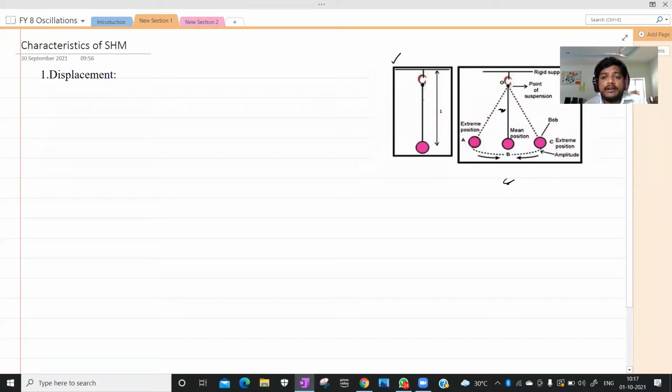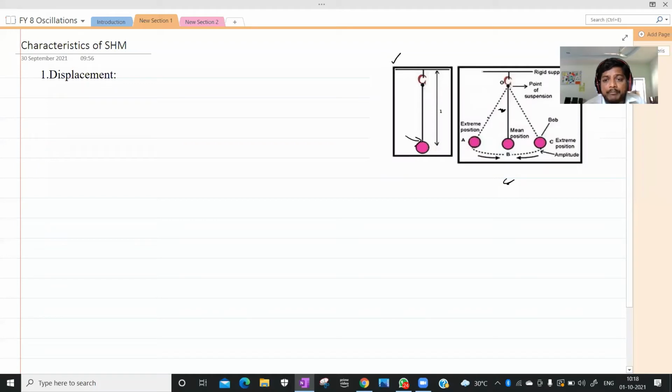It means we have not disturbed it. Here we have taken a string and attached some mass at the end of the string, and the other end is connected to a rigid support. This type of arrangement, with a small bob of mass m, is called a simple pendulum. The simple pendulum exhibits simple harmonic motion.